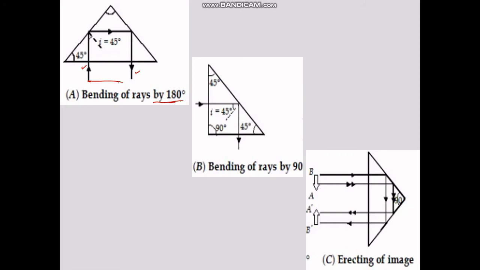If the rays have to be bent by 90 degrees, then the object has to be kept on the refracting surfaces where this angle is 90 degrees, at this surface or this surface. And if it is to be used as an erecting prism, then the object has to be kept in front of this hypotenuse type of surface.